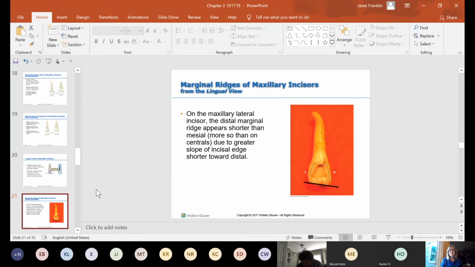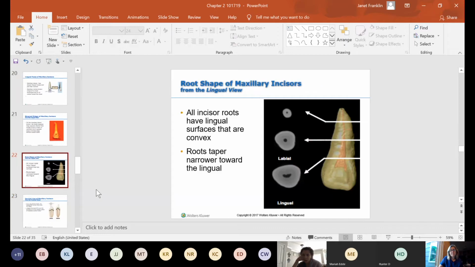On the maxillary lateral incisor, the distal marginal ridge appears shorter than the mesial. So in this picture, this came right out of your textbook, I just drew the black line to show you. But in this picture, you can see that the distal marginal ridge is shorter than the mesial marginal ridge because the incisal edge slopes more. The central incisor incisal edge is more straight. The lateral incisor incisal edge slopes more toward the distal, and that makes the distal marginal ridge a little bit shorter.